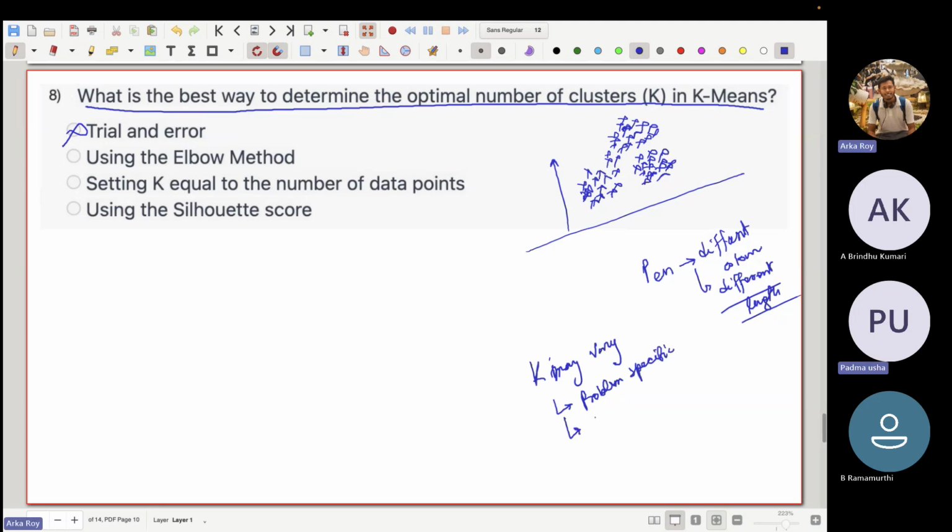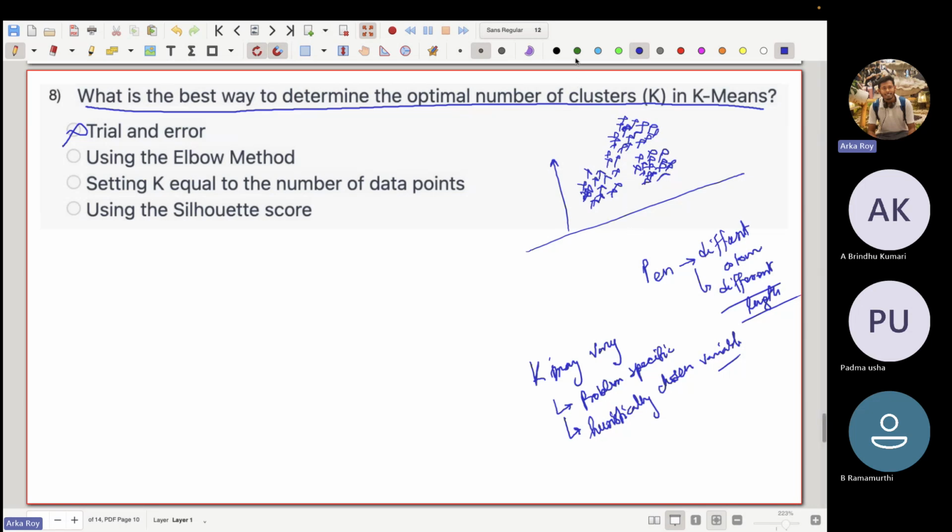and it is also a heuristically chosen variable. So what is meant by a heuristically chosen variable? That means you can choose any arbitrary value of k and you can start the clustering process. But how you can get to the optimal value of k, that is the main question.